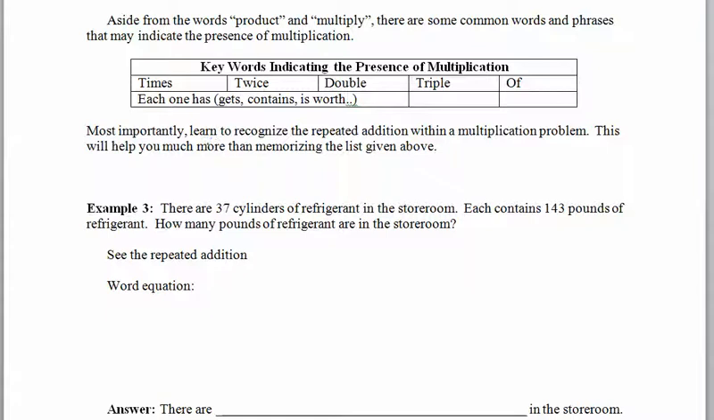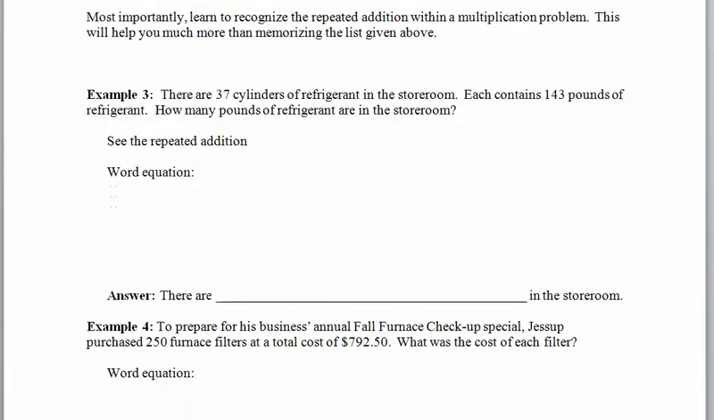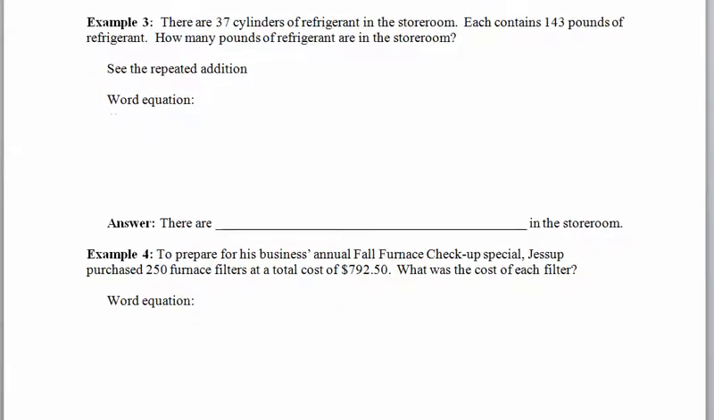And really, that's our job. Our job is to recognize the repeated addition, not to memorize this table full of words. So here in our third example, let's slide this up a little bit. We have 37 cylinders of refrigerant in the storeroom, and each one of these contains 143 pounds of refrigerant. The question is, how many pounds of refrigerant are in the storeroom?